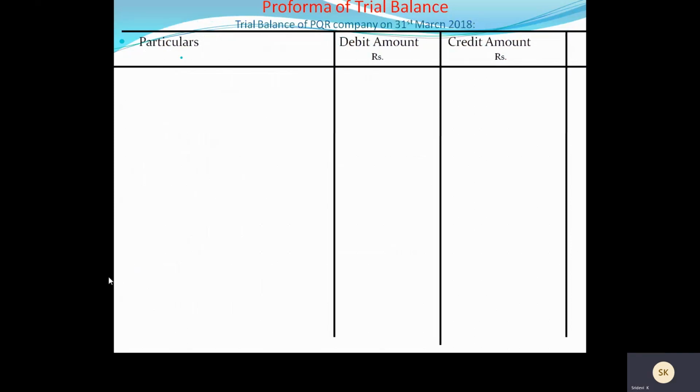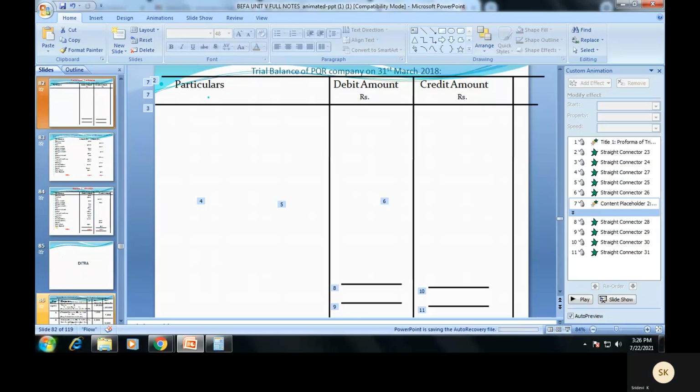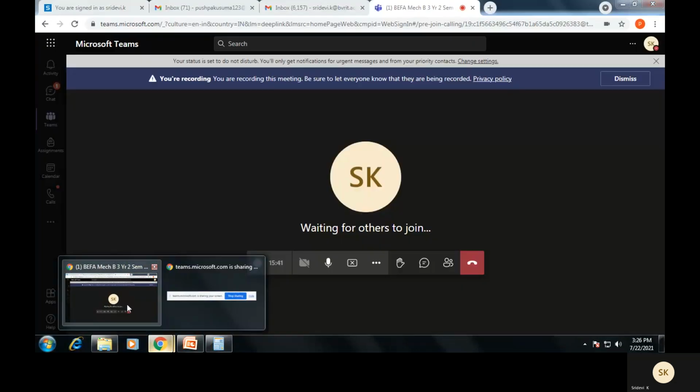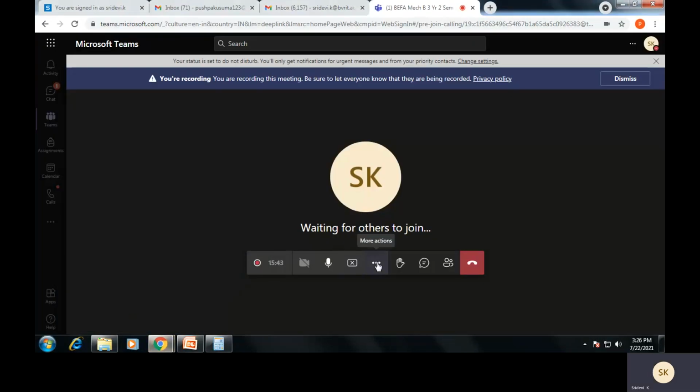If we take a small example for that and you exercise it, then you can understand. So this is the pro forma related with the trial balance. I hope you are clear up to here.